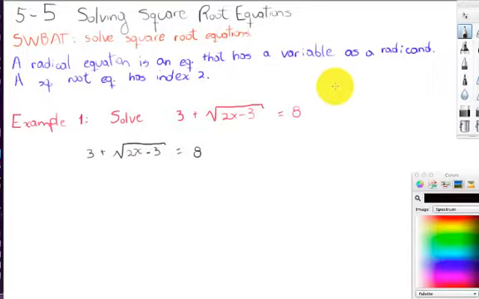So a radical equation, or a square root equation, is an equation that has a variable as a radicand. So something that looks like this: square root of x equals 4. Notice how the variable is inside of the radical symbol, so it's the radicand. So that's just a radical equation. A square root equation specifically has an index of 2. For example, in this case, this would be a square root equation. This is supposed to be an r, by the way, guys.